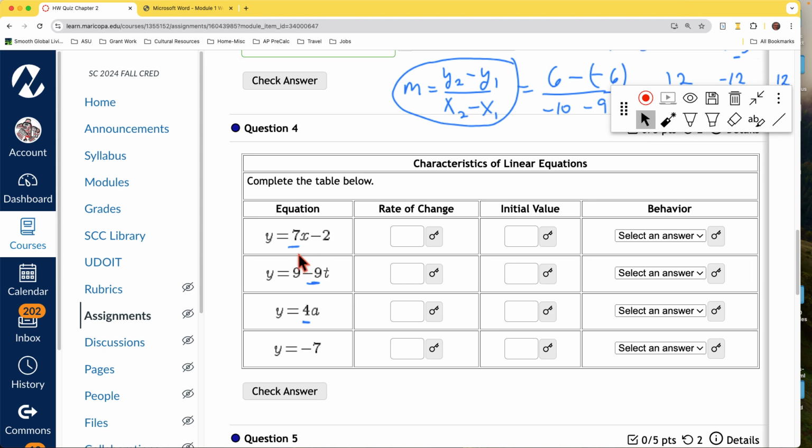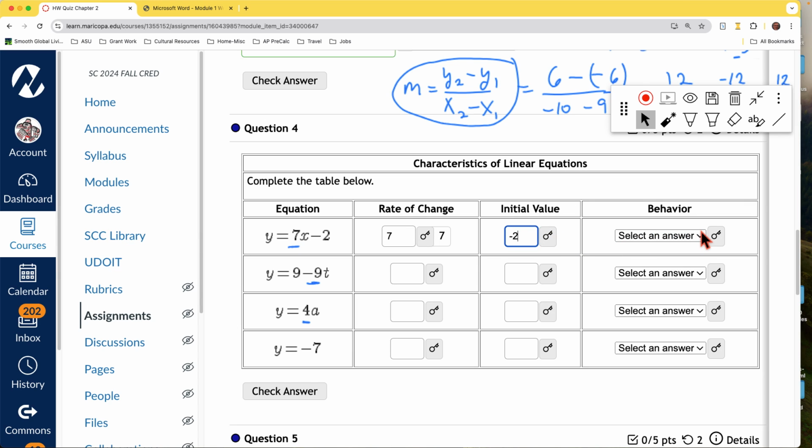We'll talk about this one in a moment. So in our equation here, this first one, what is our rate of change? 7. Not 7x, just 7. So the number in front is our slope. The equation does have a 7x, so it gets in there, but we'll see. Yeah, it's just a 7. What's our initial value? -2. It's the number that's by itself. Good.